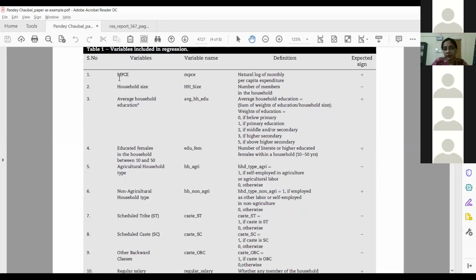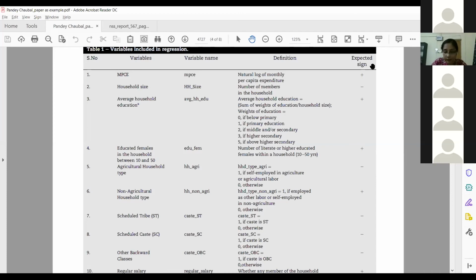Okay, this is essentially the deliverables which were included in the model. So like I said, the monthly per capita expenditure, the household size, which is the number of members, the average household education, and the educated females. These were basically a number, right? The number of literate or higher educated females. But the average household education was an index which we created, where you give different weights to the different types of education and divide by the number of people in the household, which would then determine the household fuel choice, if it does. And this is the expected sign, what you expect data to tell you.